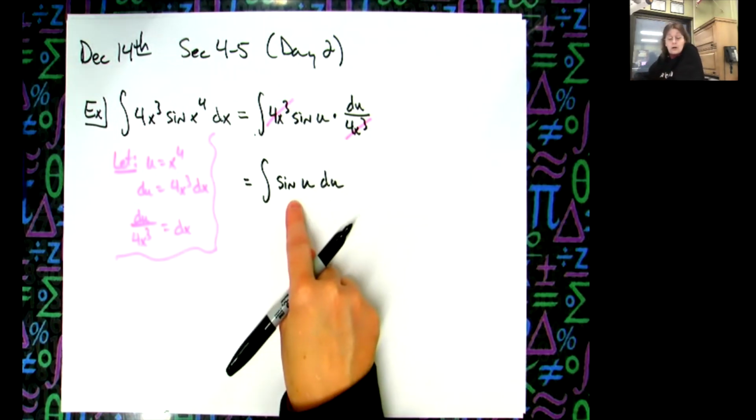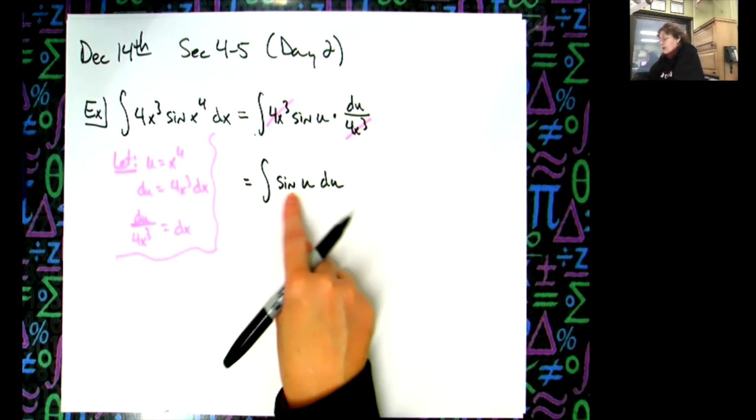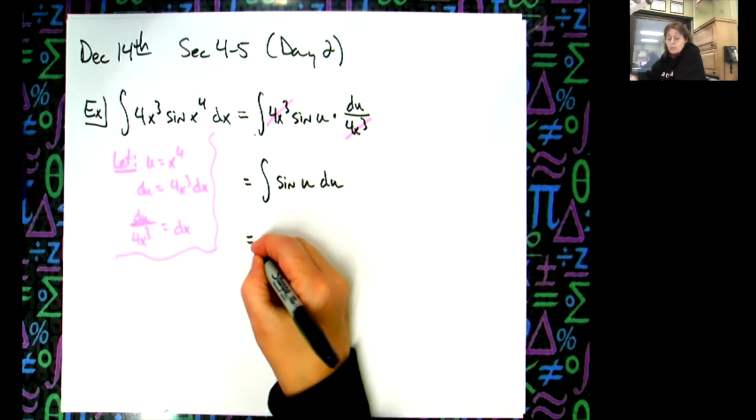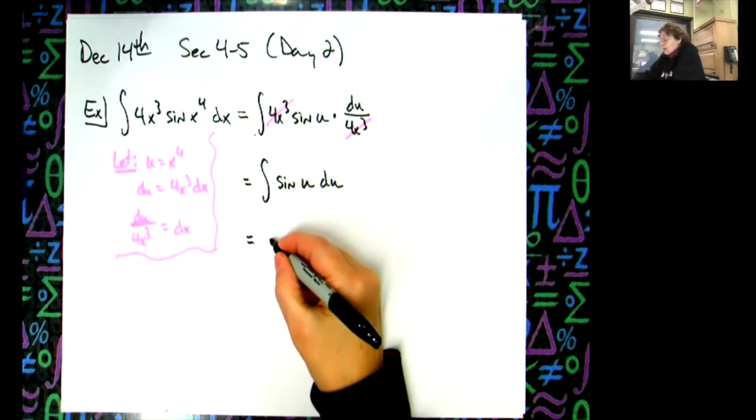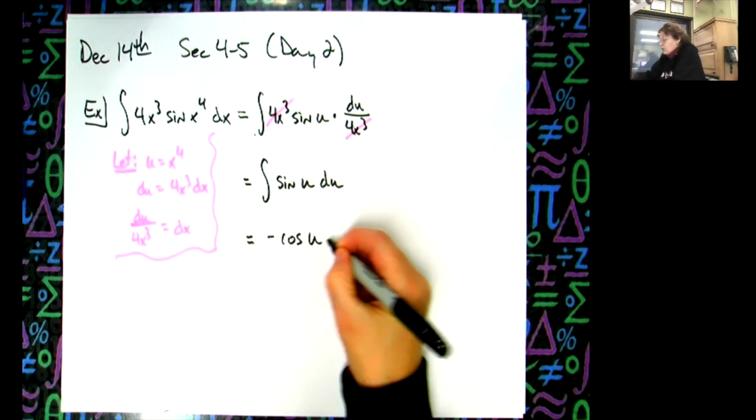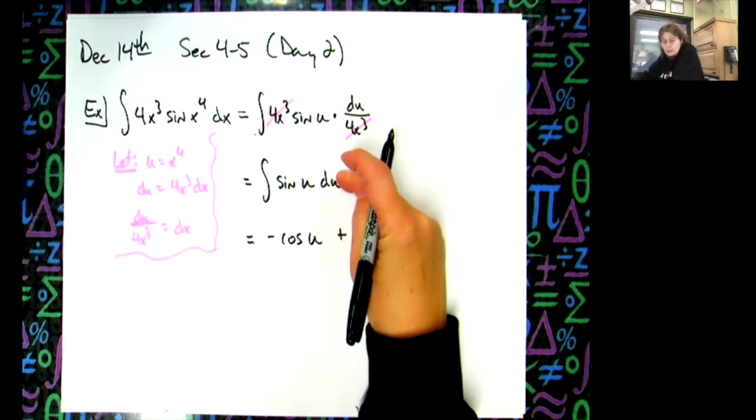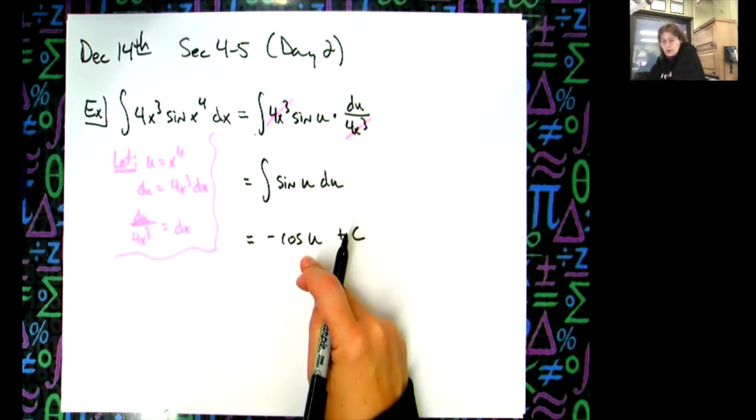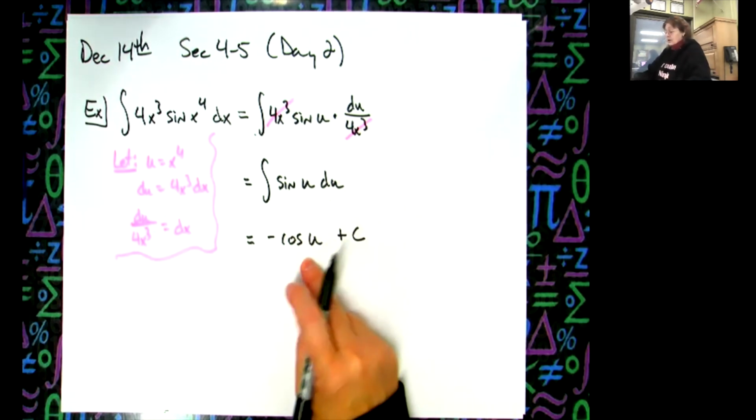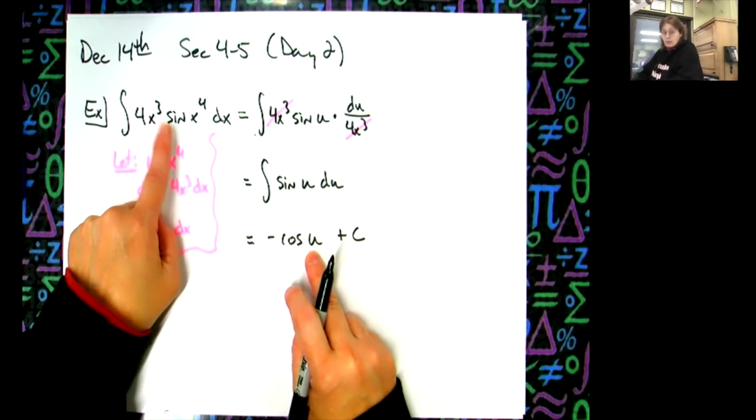From here, I can integrate this, right? Integrate sine is what? Negative cosine. This is where you have to have this stuff memorized. So negative cosine u plus c. It's in terms of u here. It has to be in terms of u here. Now, this is not my final answer because my original problem was in terms of x.